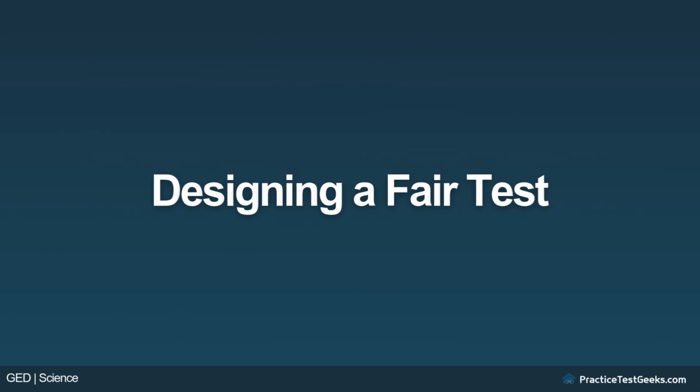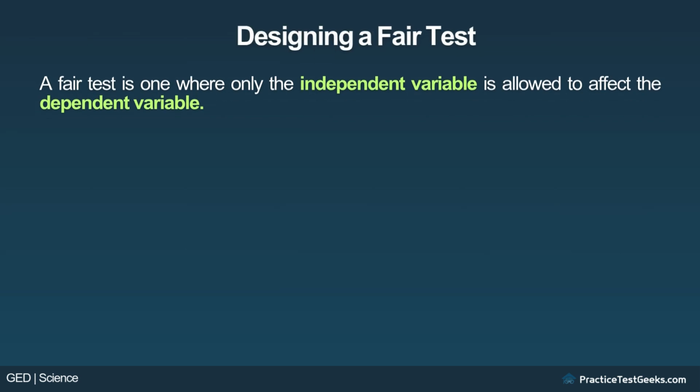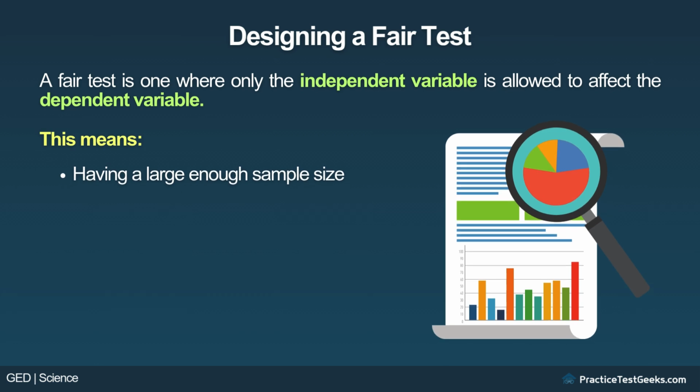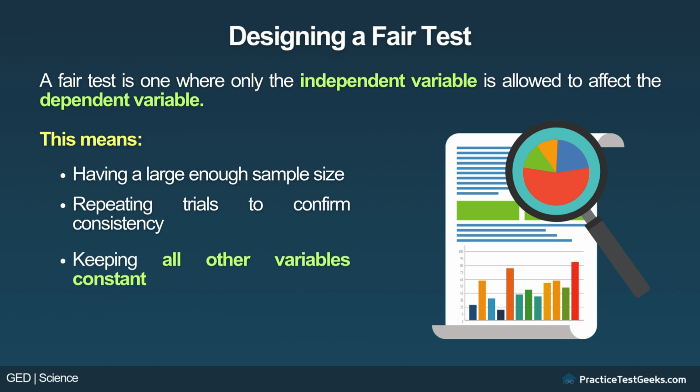To get reliable results in any scientific experiment, you need to design what's called a fair test. This means ensuring that only the independent variable is responsible for changes in the dependent variable. To make that happen, here are a few key practices. Use a large enough sample size so your results aren't based on chance. Repeat the experiment or conduct multiple trials to confirm consistency. Keep all other variables constant to make sure nothing else is affecting the outcome.